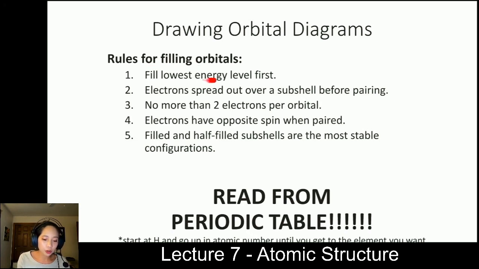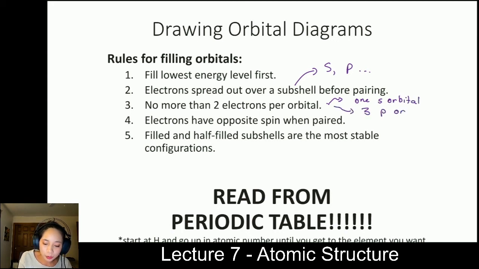So first, fill your lowest energy levels first. The electrons will spread out over a subshell before pairing. Remember, subshell means like S, P, whatever, but we're only going to look at S and P. No more than 2 electrons per orbital. So remember, there's only one S orbital, while there are 3 p orbitals within a p subshell.